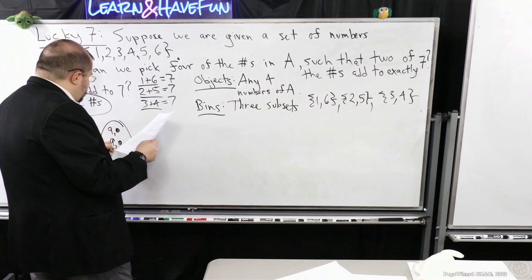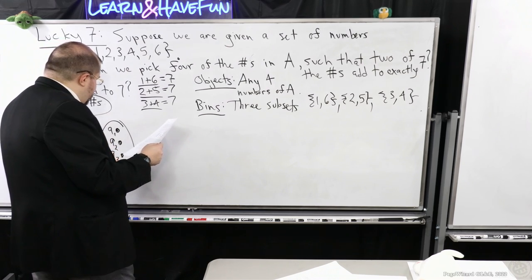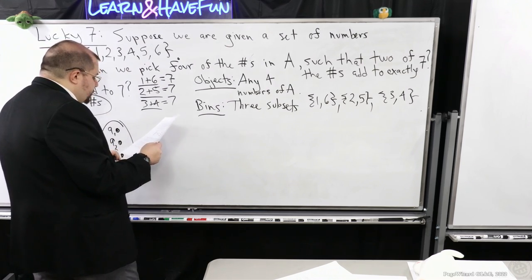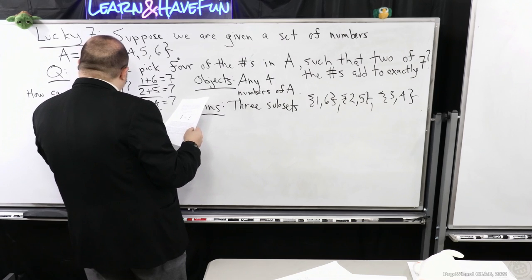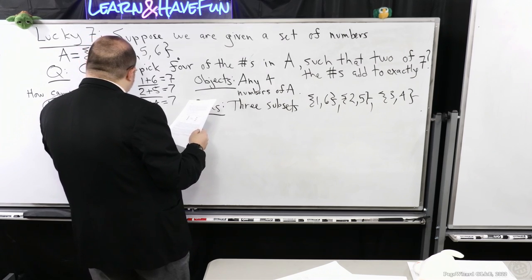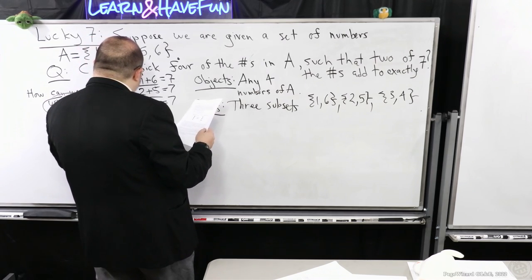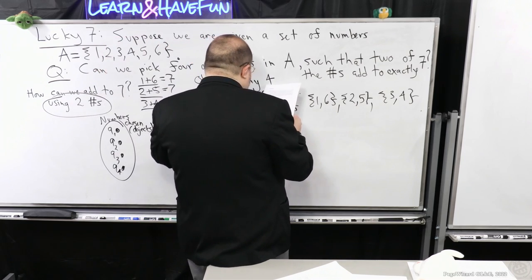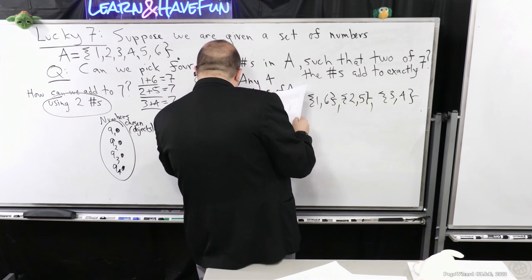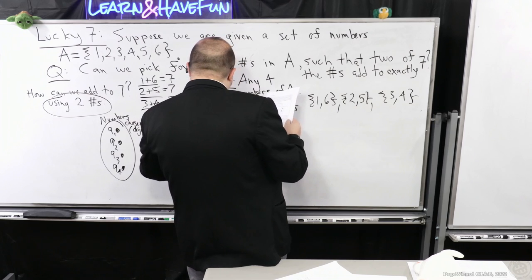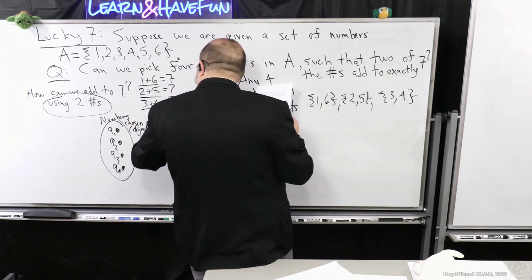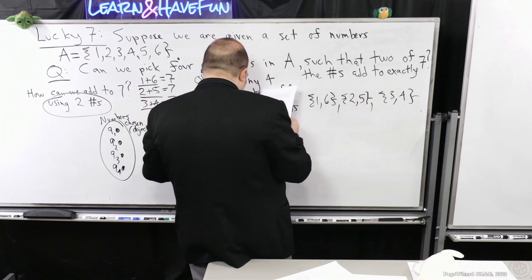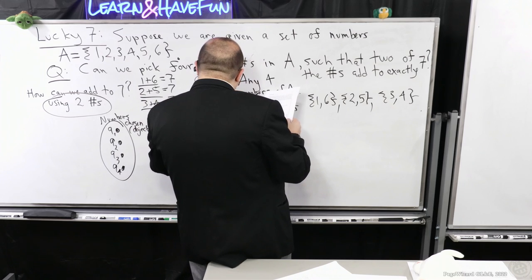So I have four numbers, say A1, A2, A3, A4. So these are my numbers chosen. These are the objects. And then I'm going to have my partition of A. There's three subsets. Those correspond to my three possible ways I can add to exactly 7 using two elements. And here's the catch. Now, I'm hoping that this will connect all the dots for you.